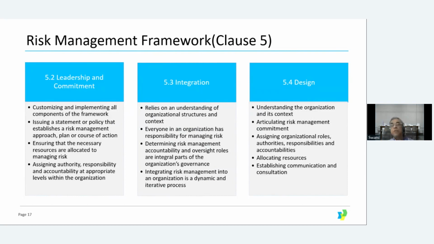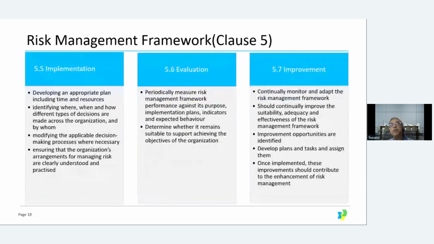Now, coming back, the next important aspect is implementation. We have prepared the policies, we have prepared everything, we have allocated the resources. If we are not implementing, what will happen? There will not be any change. We will not be able to meet the organizational objectives.